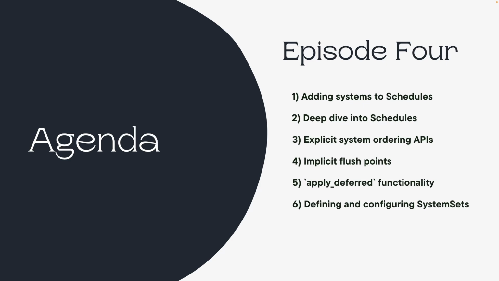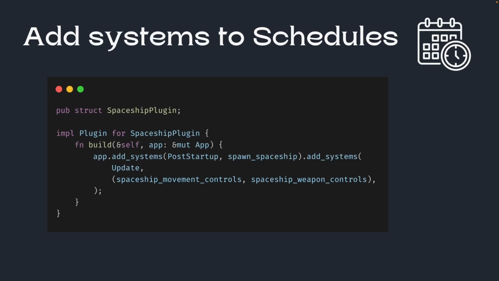First up, let's go over a very quick review of the add systems API. As you've seen with the add systems method, you can directly assign systems to specific schedules like startup, update, fixed update, and post update. For example, you can add systems to the update schedule by simply writing .add_systems and then the schedule name. But what are schedules?